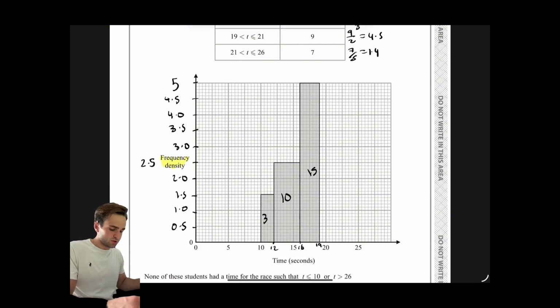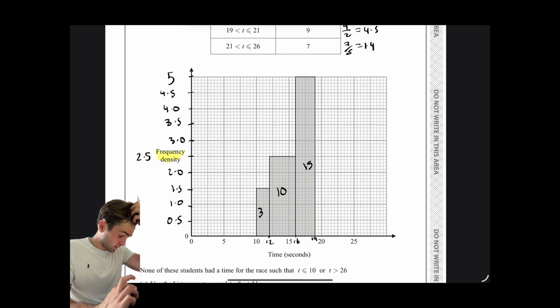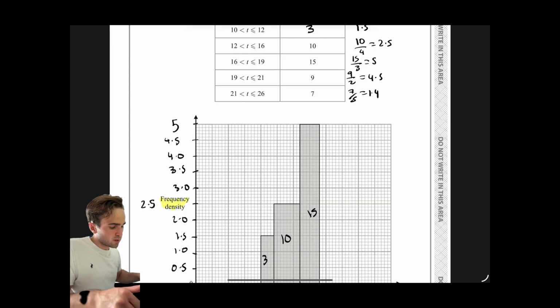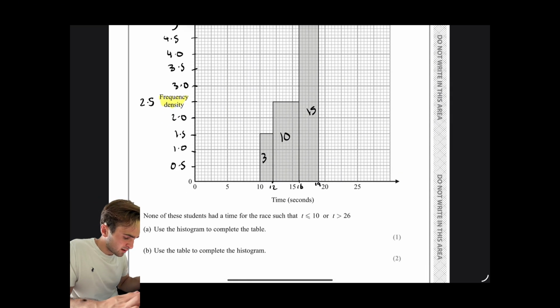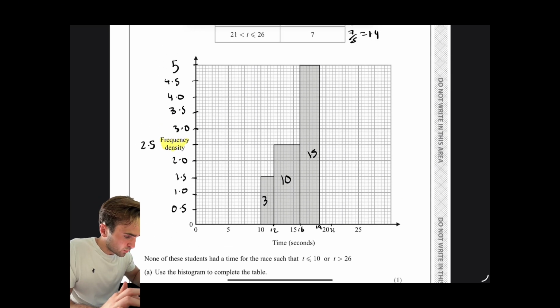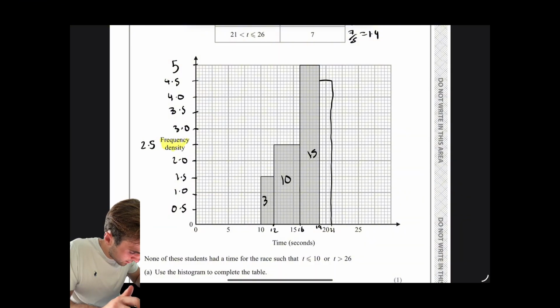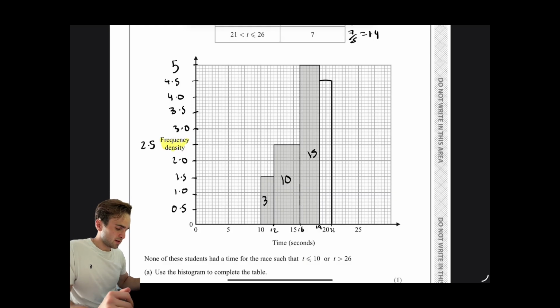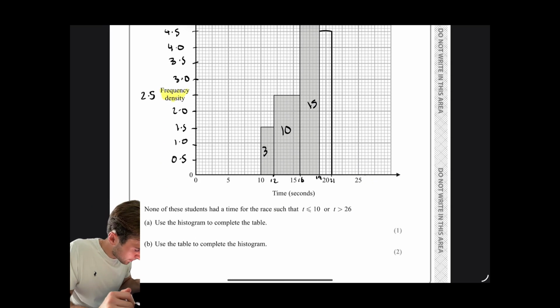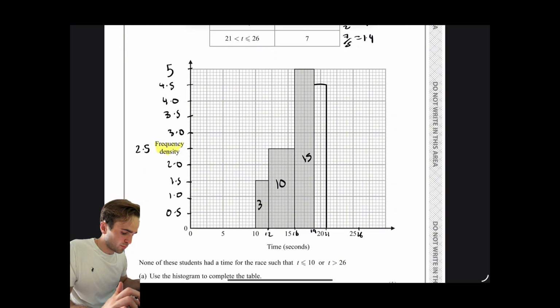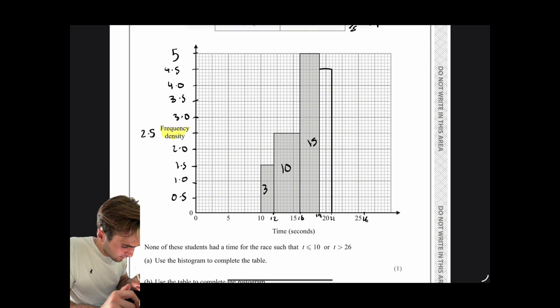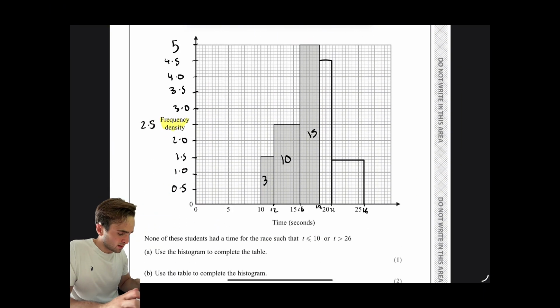Now we need to draw some, which is part B of our question, complete the histogram. So between 19 and 21, our frequency density is 4.5. So 19 to 21, 4.5 is like here, with our curve shape, because my iPad isn't complying. And then 21 to 26, which is like here, has a density of 1.4. So that's like, go along the x-axis. It's like here, right? So boom, that's it done. So that's 9, 7.